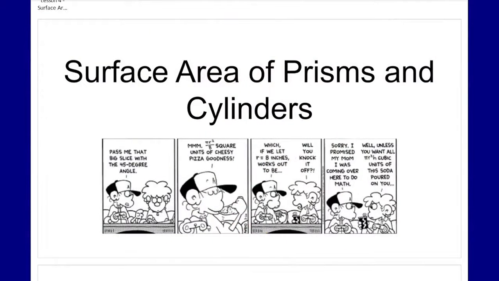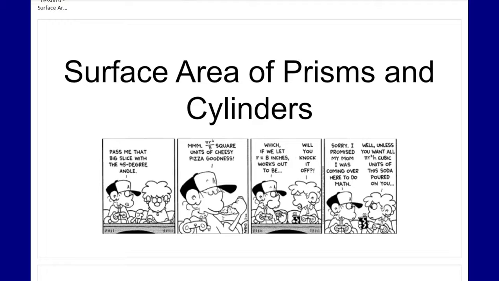In today's lesson, we are going to look at the surface area of prisms and cylinders. In the previous lesson, we looked at finding the volume. Today, we're going to be looking at the surface area. With volume, there was a quick way of looking at the area of the base times the height. For surface area, there's not really as much of a quick way to do it.